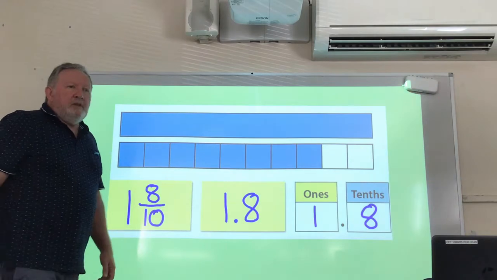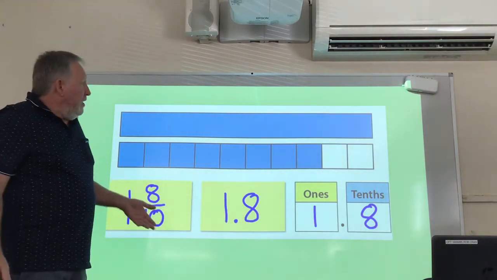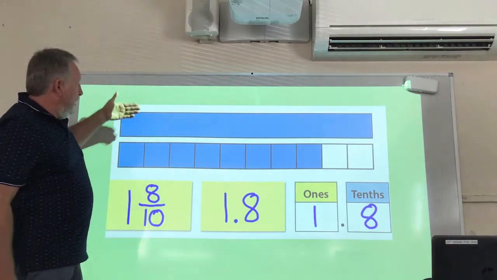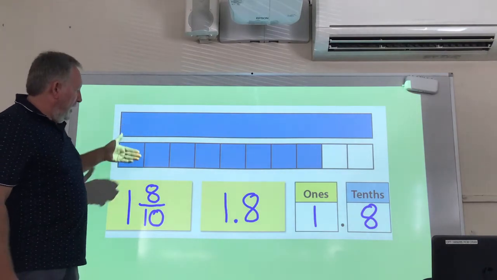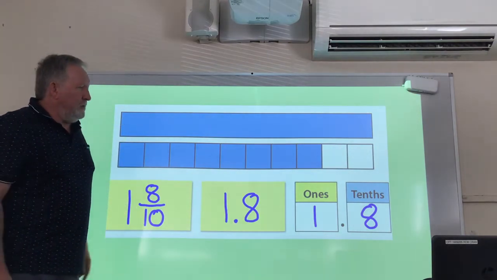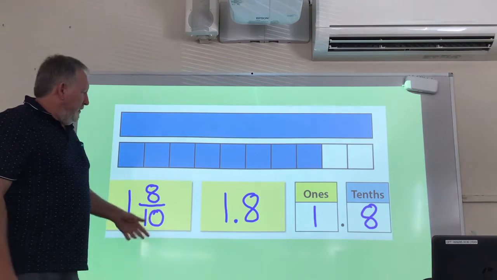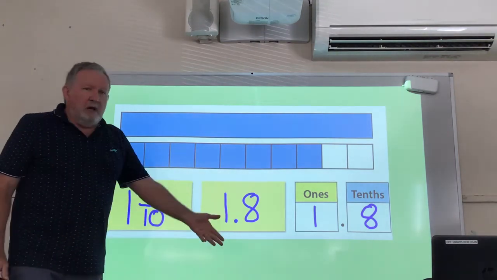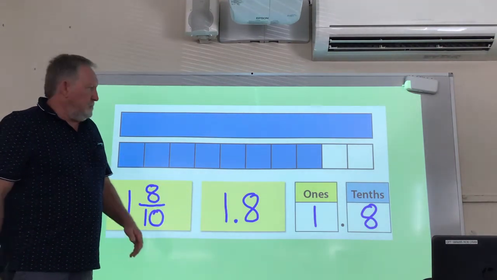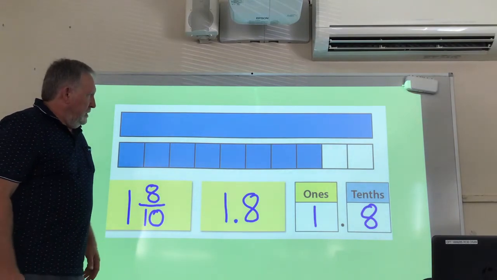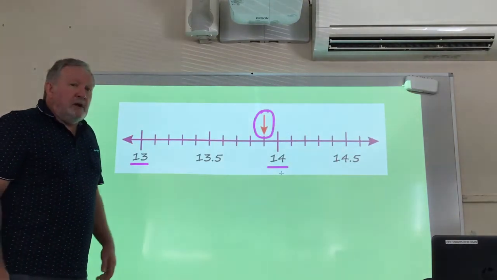Now, not everything comes under one whole. In fact, this one would be between 2 wholes, 1 and 8 tenths. And again, you've got the representation there. So we can have a mixed number that has whole and decimals in it as well. We can represent them on a number line.